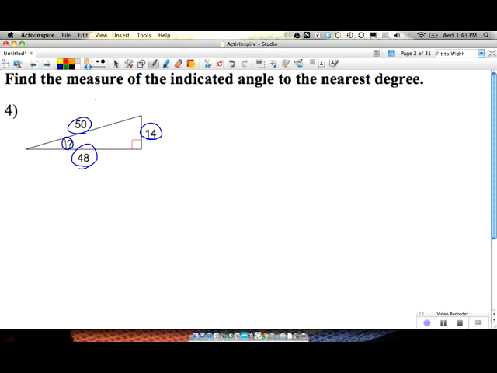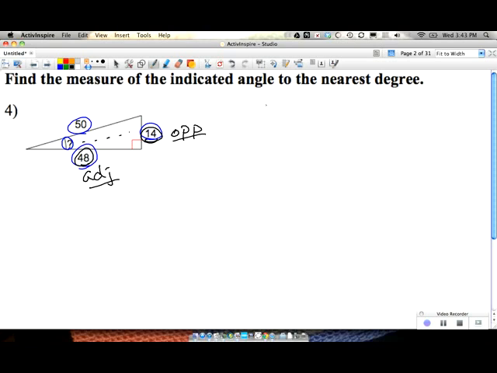Well, I need to make a choice. Let's choose 2 of these sides. Who cares which sides I choose? Doesn't really matter. How about let's do 48 and 14? If I were to look at those pieces, that's my opposite because it's across from the angle, and the adjacent. It doesn't really matter which 2 I choose, but I'm going to use those 2.